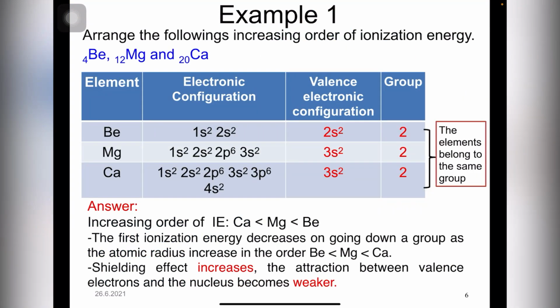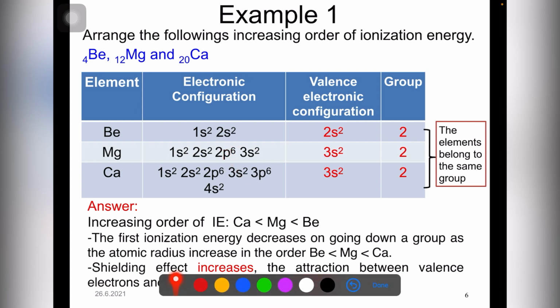Let's see the example. Arrange the following in increasing order of ionization energy. It gives you beryllium, magnesium, and calcium. So these are the electronic configurations, the valence electronic configurations, and group for the elements. It shows that all the elements belong to the same group. So the increasing order of ionization energy is: calcium is the lowest one, calcium with the lowest ionization energy, magnesium higher compared to calcium, and the highest one is beryllium.